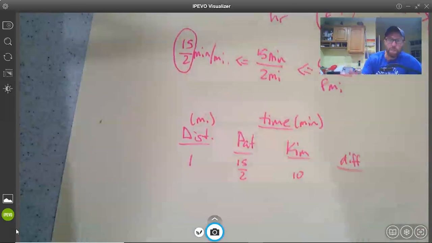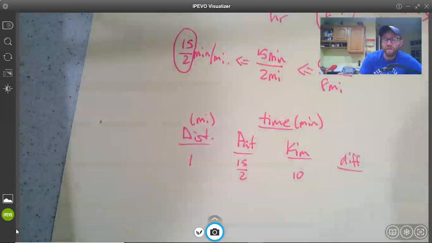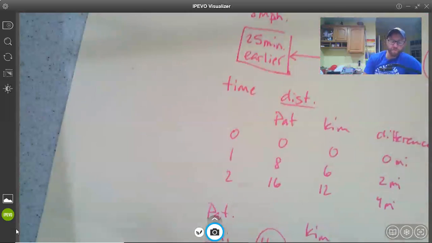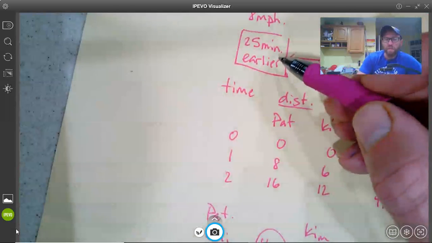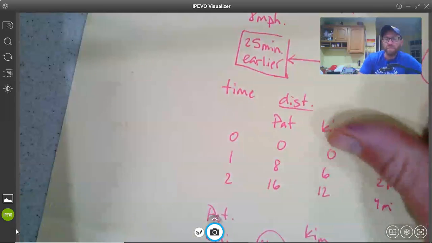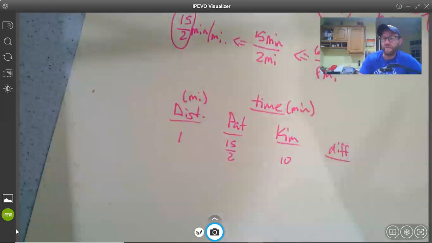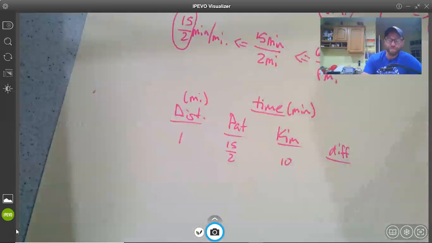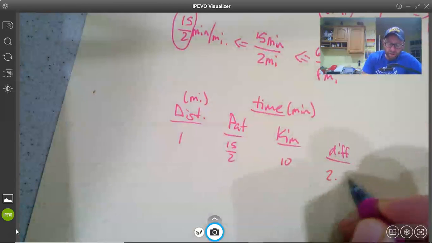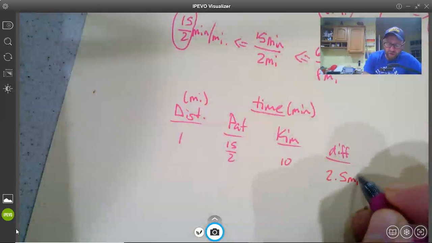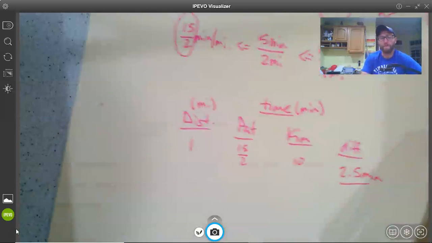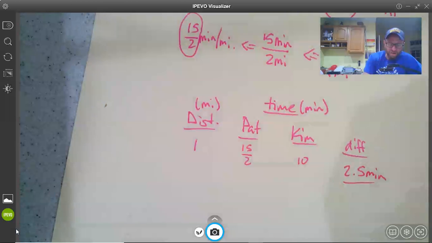Well, I'll tell you what. I don't even really care what the distance is, the differences between them now, because here's why. I'm looking for a difference of 25 minutes. And I know that 10 minus 15 halves is not going to be 25 minutes. But it is actually 2.5 minutes. All right. That's easy enough.